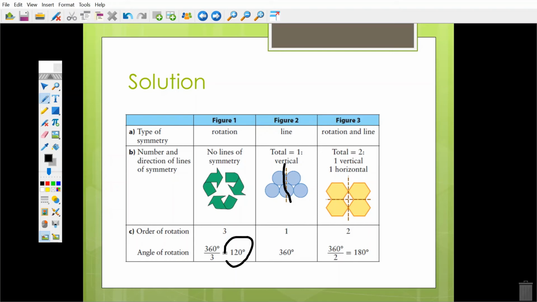This final shape has both rotation symmetry and line symmetry. The order of rotation is 2, so 360 divided by 2 is 180, and it has 2 lines of symmetry, 1 vertical and 1 horizontal.